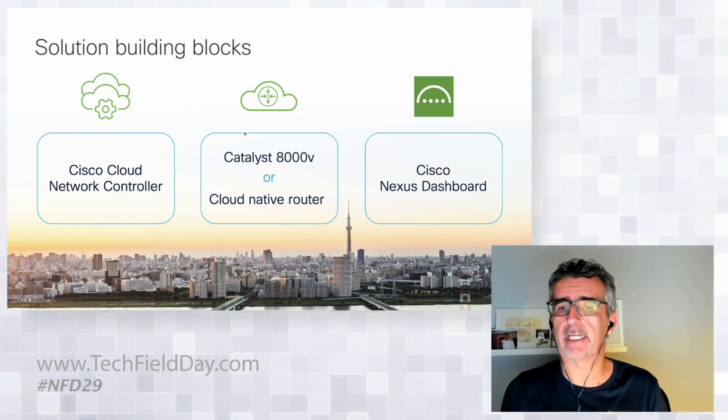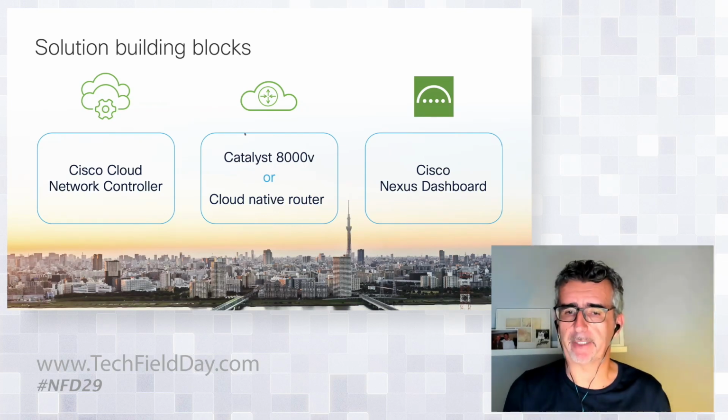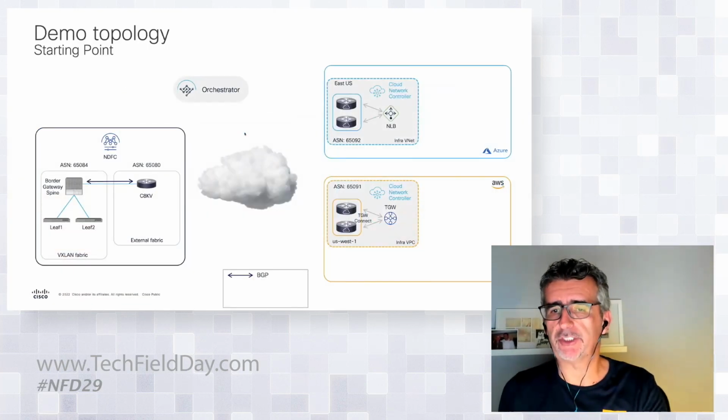And also the Nexus Dashboard Fabric Controller that maybe some of you knew by the name DCNM before, which is basically the controller that manages the on-prem VXLAN VPN fabric. Okay? So without any further ado, the demo topology is this.